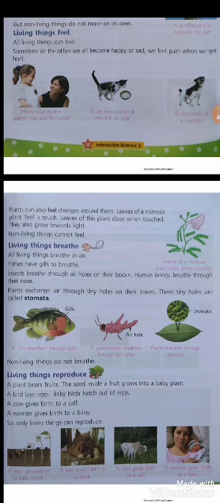Non-living things cannot feel. So let's see. All living things can feel. It means we can feel changes around us, like hot and cold weather. In the same way, animals and plants can also feel changes. Most animals feel or sense changes around them with the help of their sense organs. That means eyes, ears, nose, tongue, and skin.